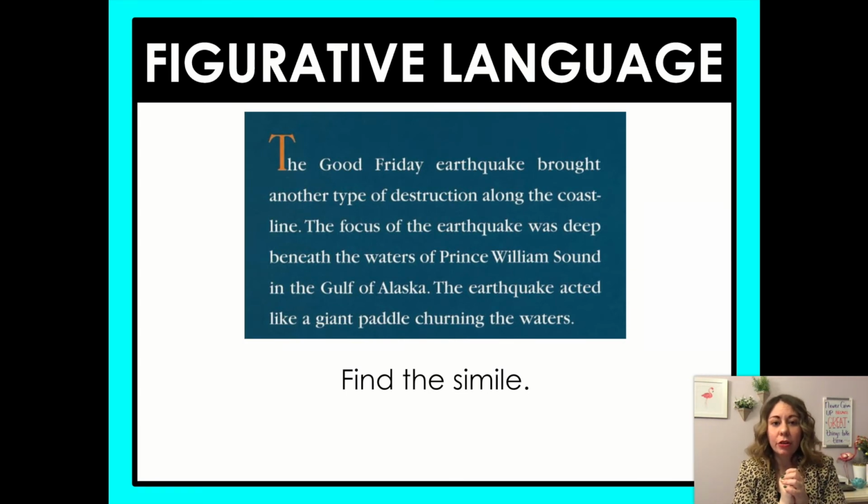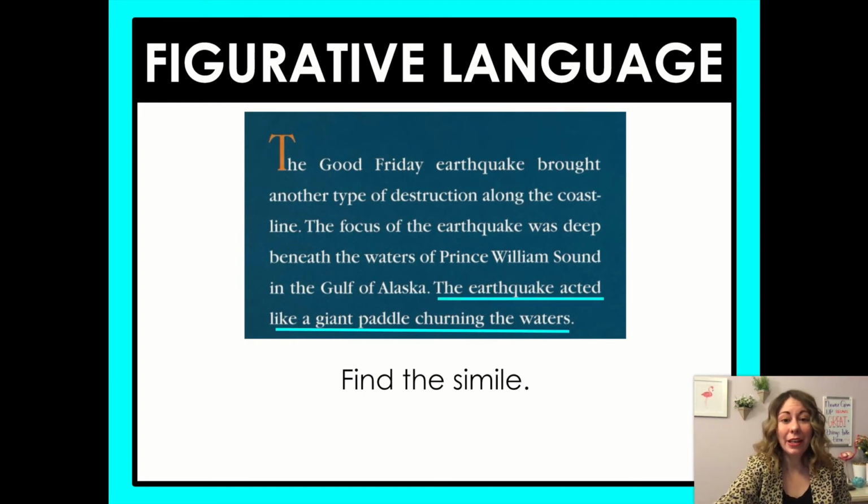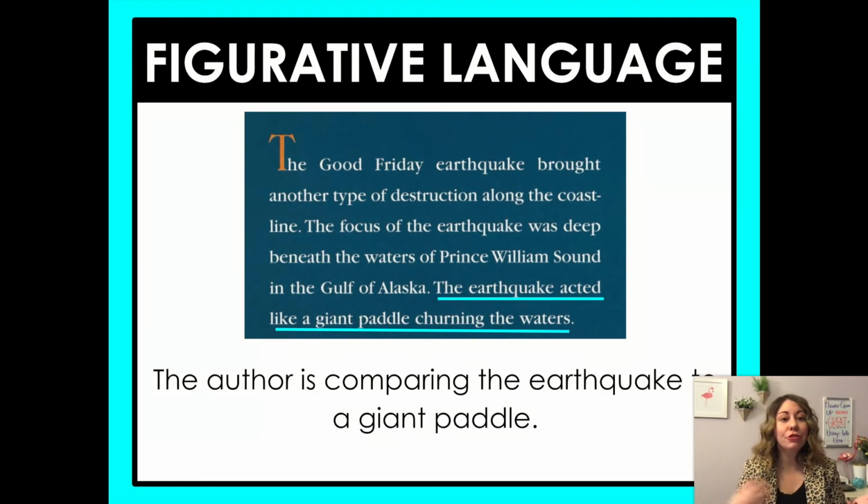I'm looking. The Good Friday earthquake brought another type of destruction along the coastline. Okay, in that first sentence, it didn't have the word like and it did not have the word as. The focus of the earthquake was deep beneath the waters of the Prince William Sound in the Gulf of Alaska. Again, no like or as, so it must be in this last sentence. The earthquake acted like a giant paddle churning the waters. So this time, it's right there at the end. It's comparing the earthquake to a giant paddle.